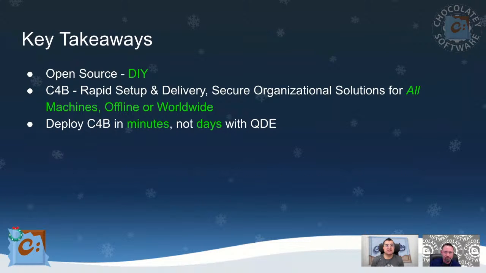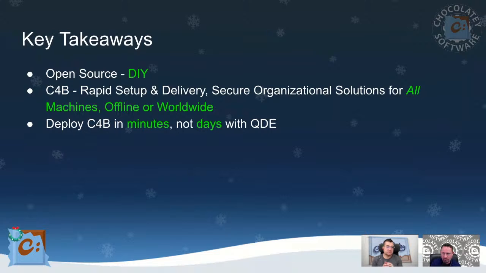Cool. So some of the key takeaways now: Rob did a really good comparison of the DIY approach with open source as compared to Chocolatey for Business, which is more about that rapid setup and delivery and that secure organizational solution for all. And again, we'll get into this more in the next couple of days with QDE and building packages and some of the other stuff with CCM, as well as in our webinar, where we talk about those secure remote solutions for organizations with CCM.